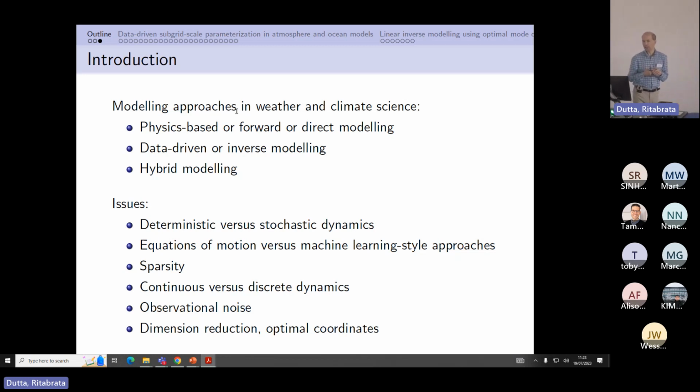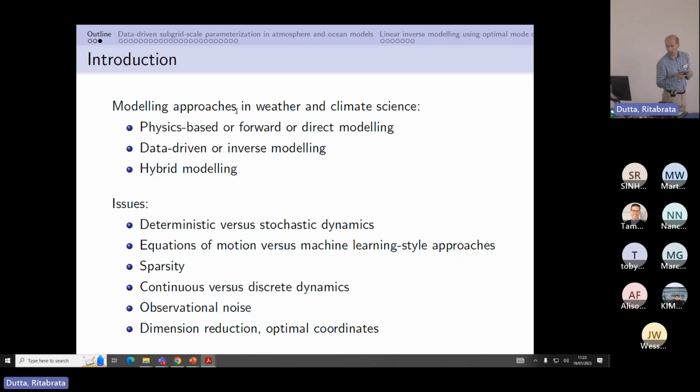And then the idea is to augment a physics-based model with data-driven elements to account for this missing stuff, these unresolved scales and processes. Today I will talk mainly about this hybrid modeling approach in the context of subgrid modeling, data-driven subgrid modeling, and also a bit about the purely data-driven approach with linear inverse modeling.